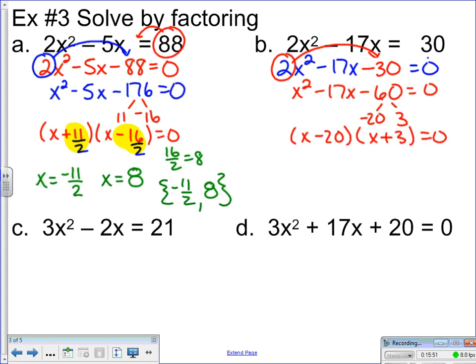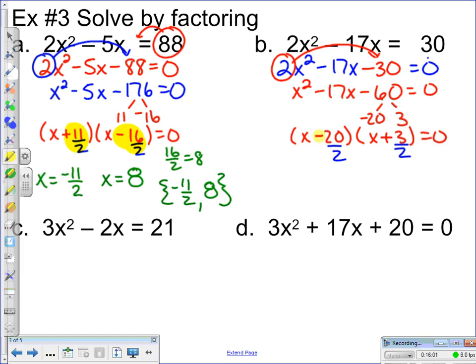Don't forget to go back and divide by 2. Now 2 does go into 20 10 times. Since in the parenthesis it's negative 20, my answer is going to be positive 10, because 20 divided by 2 is 10. Here, 2 doesn't go into 3, but since it's positive 3 in the parenthesis, it will be negative 3 over 2 as a solution. And I'll write my answer, negative 3 over 2, comma, 10.